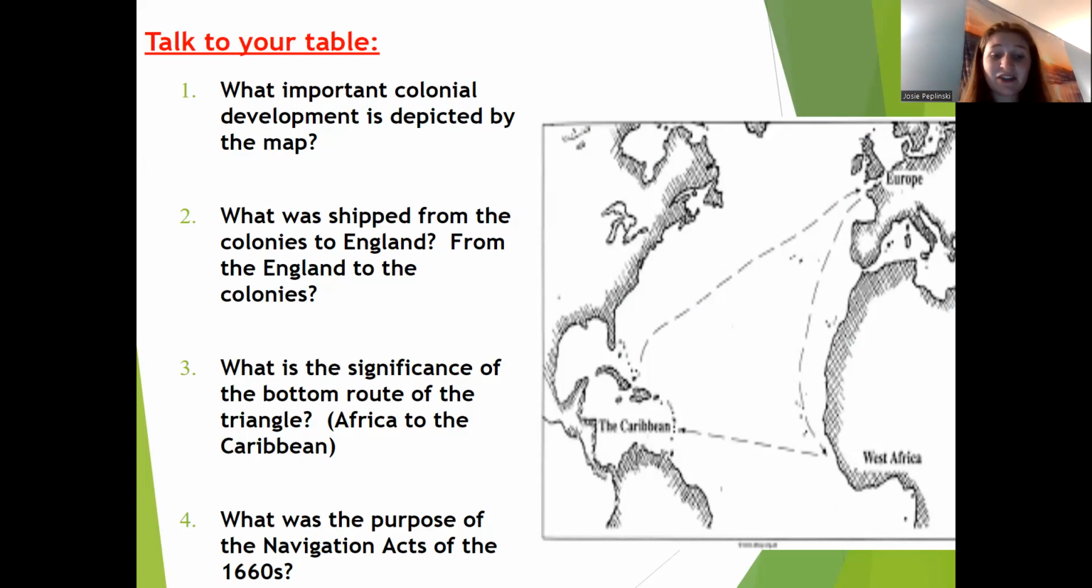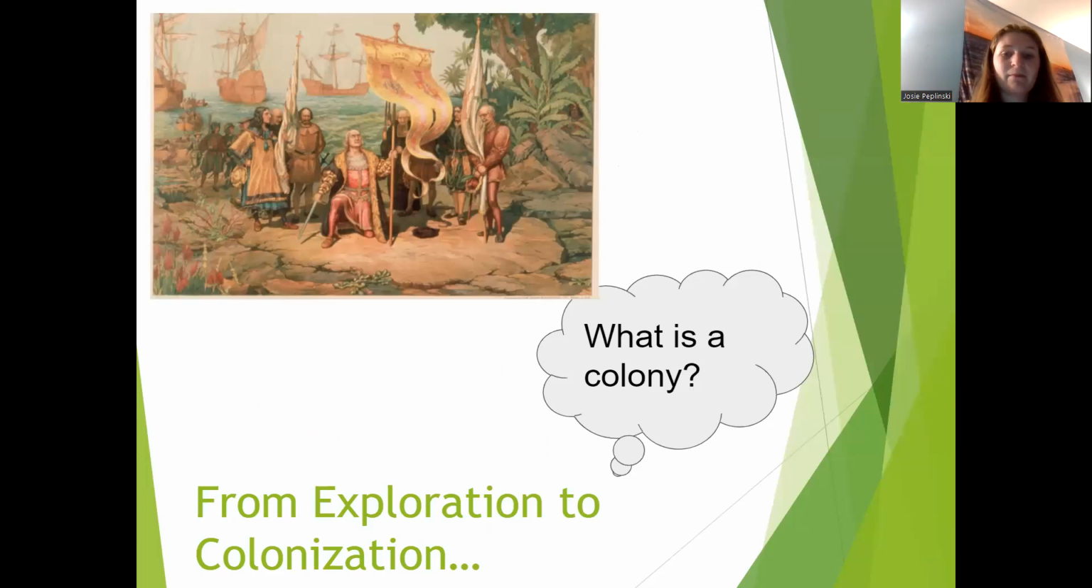And then what is the purpose of the Navigation Acts of the 1660s? That is to prevent the English colonies from trading with other colonies from other countries, or other countries themselves, besides England, in an attempt for England to have the economic power here. They don't want the colonies to be making the calls on who has the economic power.